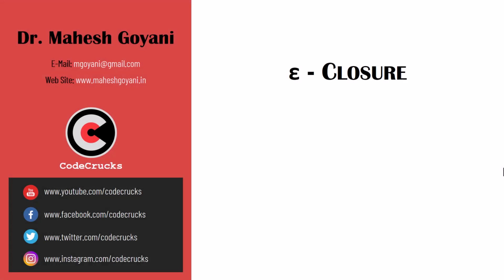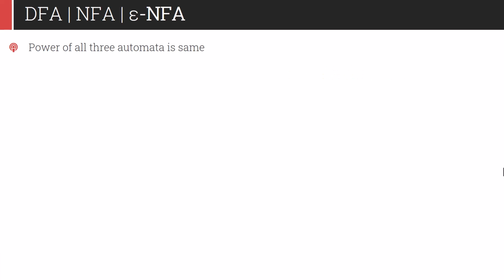In this video, we will learn how to compute epsilon closure of any epsilon NFA. Before that, we will understand why epsilon closure is required. We have so far understood what is DFA, what is NFA, what is epsilon NFA. In fact, the power of all these three automata is the same. That means the language generated or recognized by DFA, NFA and epsilon NFA is the same.